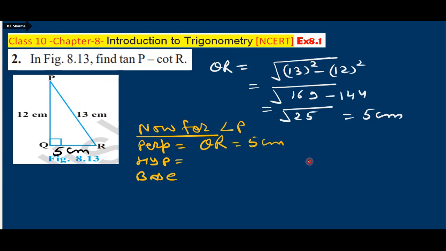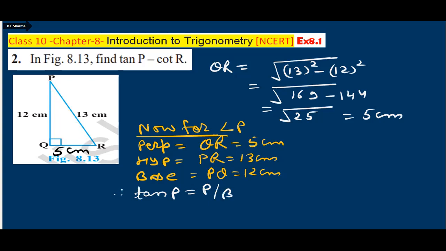Hypotenuse is always the side just opposite to 90 degree. The side opposite to this 90 degree is PR. That is hypotenuse. That is PR. That is 13 centimeter. And the remaining third side is base. So PQ is base. That is 12 centimeter. But this is for the acute angle P. Therefore, tan P, tan means perpendicular upon base. So perpendicular upon base is 5 upon 12.